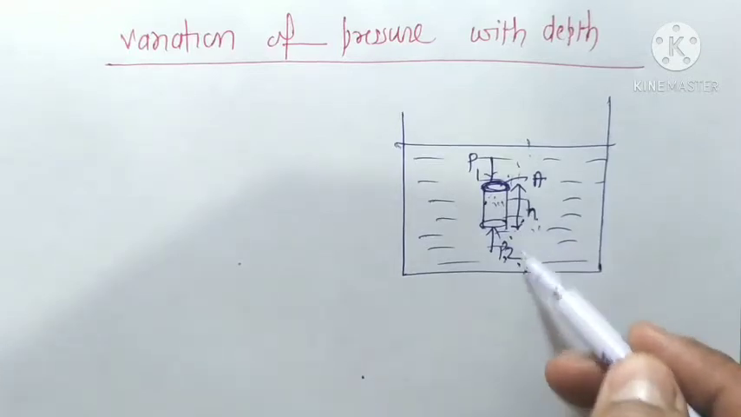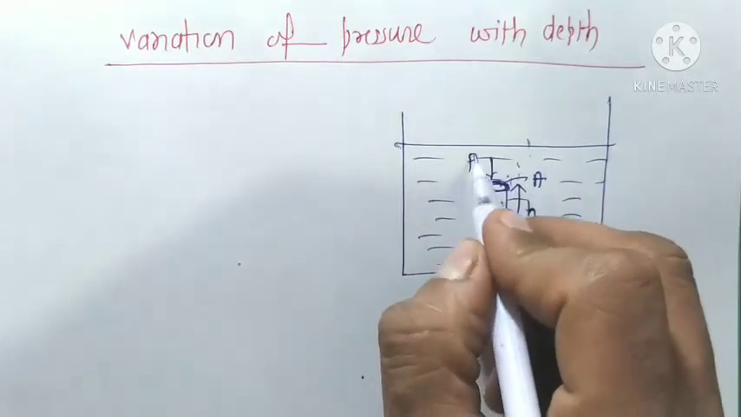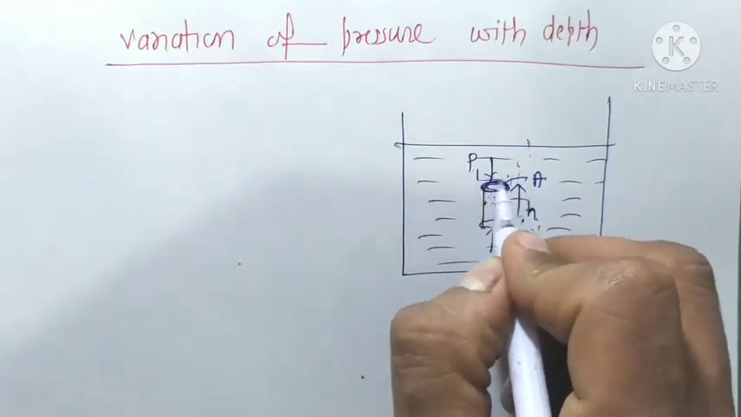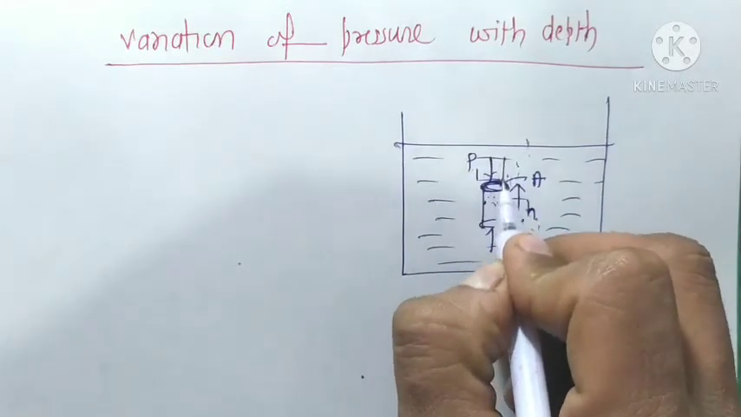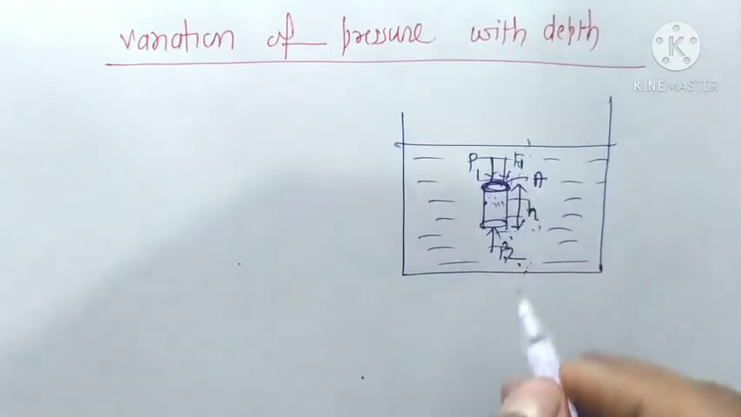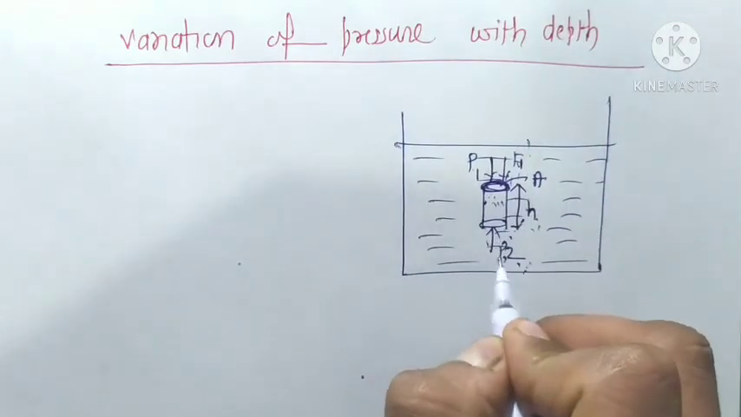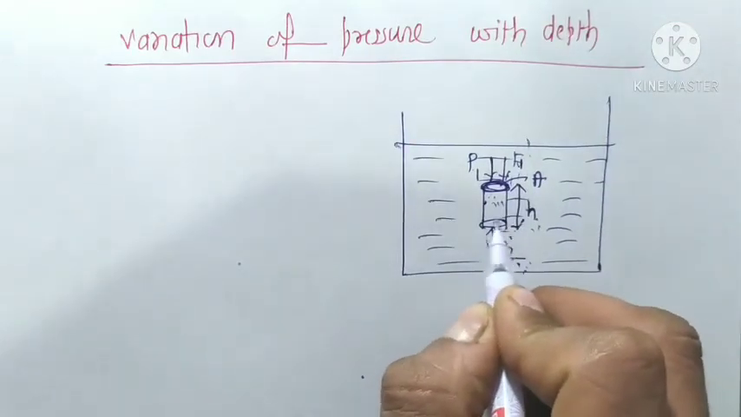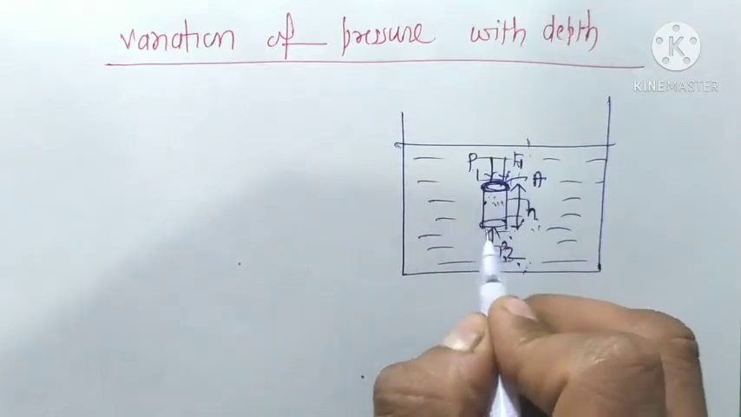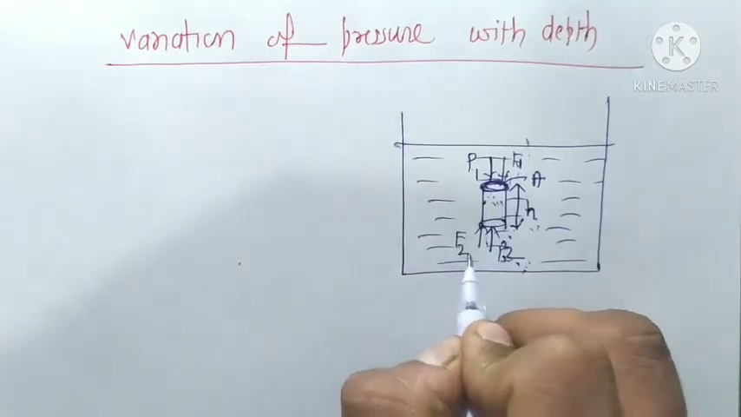So the corresponding force due to this pressure P1 on the upper surface of this slab is F1. And the corresponding force due to this pressure on the bottom of this slab is F2.